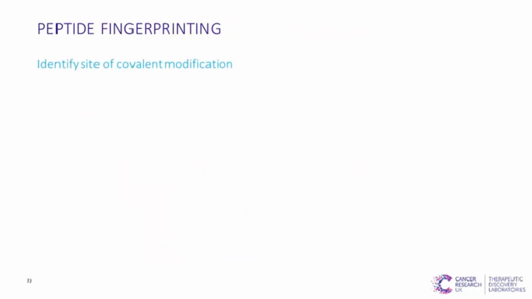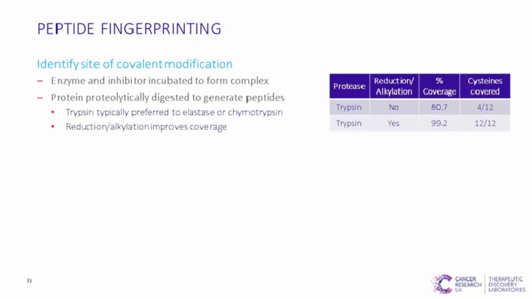When the system is more complicated and more cysteines are involved, then peptide fingerprinting is a powerful technique to identify the site of covalent modification. Again, the enzyme and the inhibitor are incubated to form a complex, but this time a tryptic digest is performed to generate peptides. We typically prefer trypsin over elastase or chymotrypsin, as we find this gives us higher coverage, and we've discovered that reduction and alkylation also improves coverage.